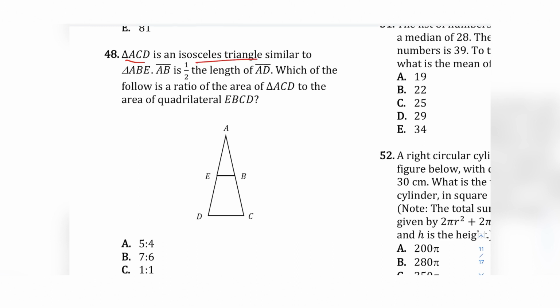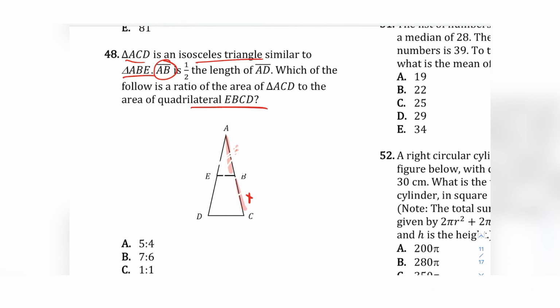ACD is an isosceles triangle similar to ABE. Okay, so ACD, ABE, they're similar. AB is half the length of AD. Which of the following is the ratio of the area of ACD to the area of quadrilateral EBCD? First thing it says, this is half the distance of this, which means it's also half the distance of this. So this length here and this length here are the same.